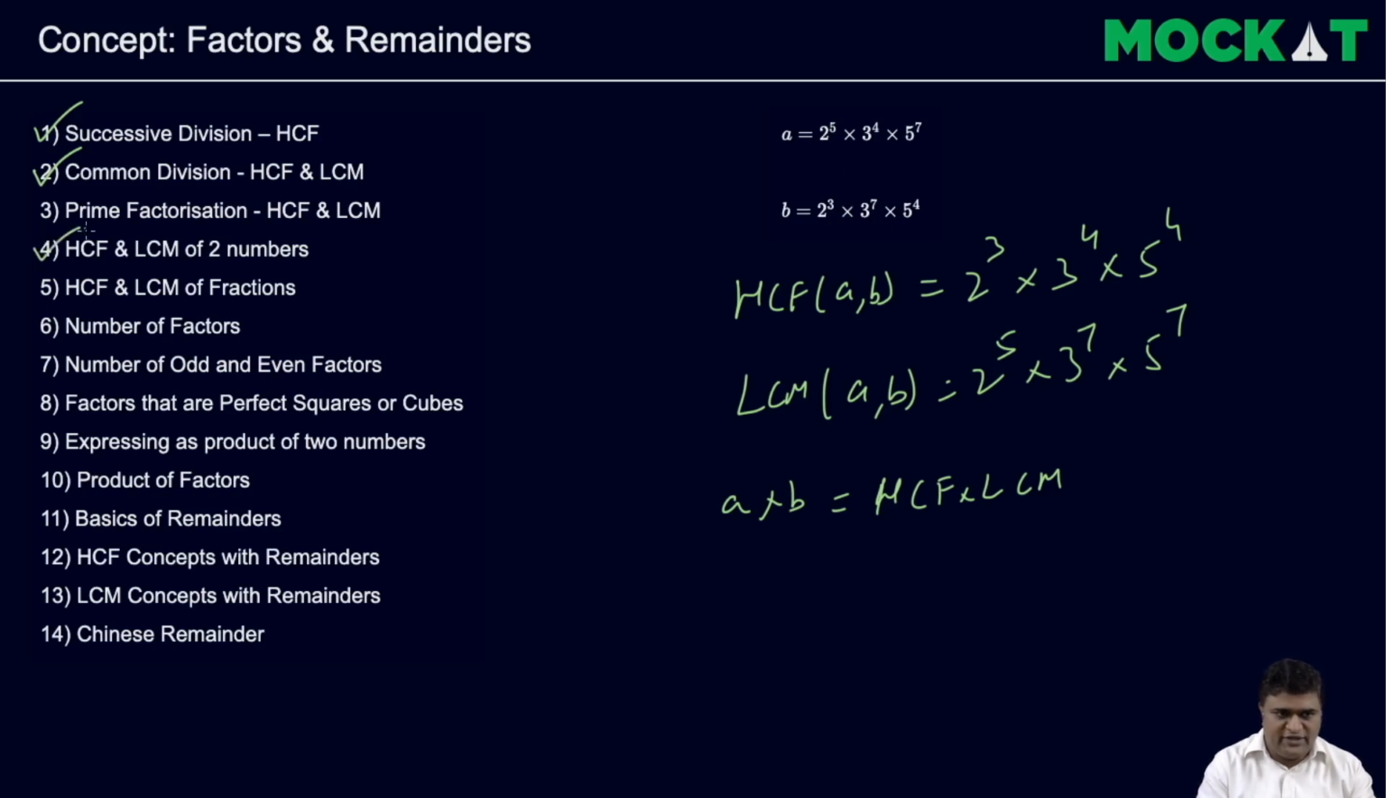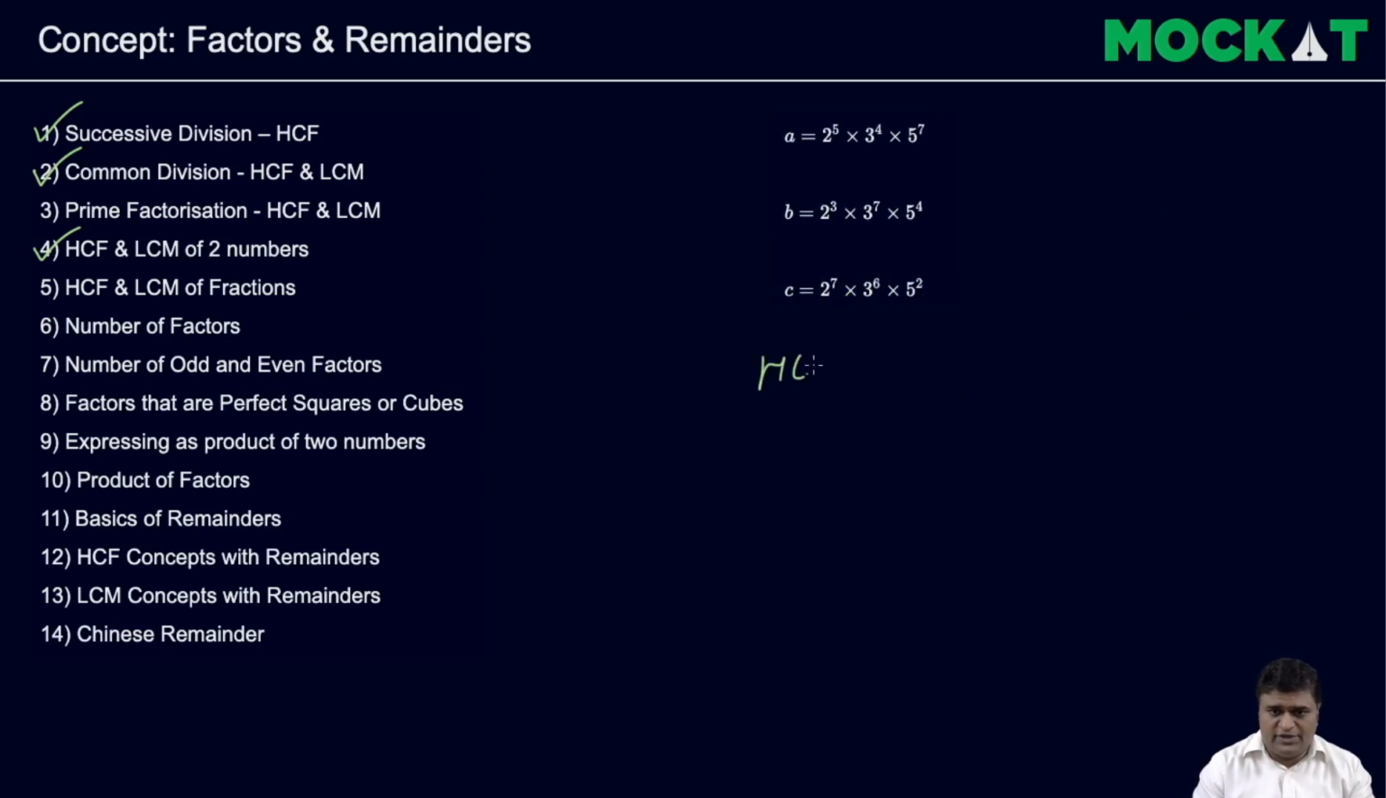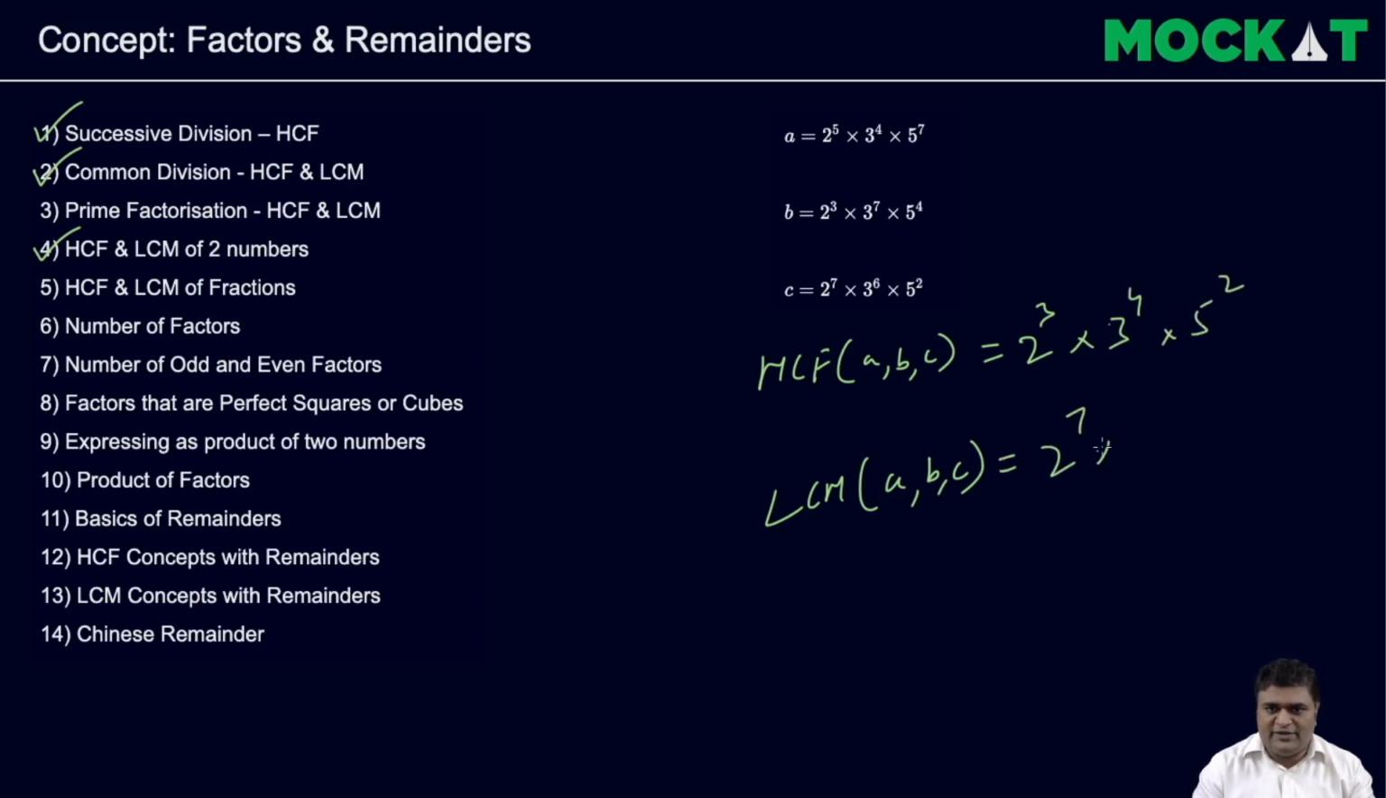This rule applies only in the case of HCF and LCM of two numbers. Now, if there are 3 or more numbers, the concept of finding the HCF and LCM continues, which is to write the smallest powers in the case of HCF and the largest powers in the case of LCM. So for A, B, C over here, the HCF is going to be 2 power 3, which is the smallest power, into 3 power 4 into 5 power 2. The LCM over here is going to be 2 power 7 into 3 power 7 into 5 power 7.